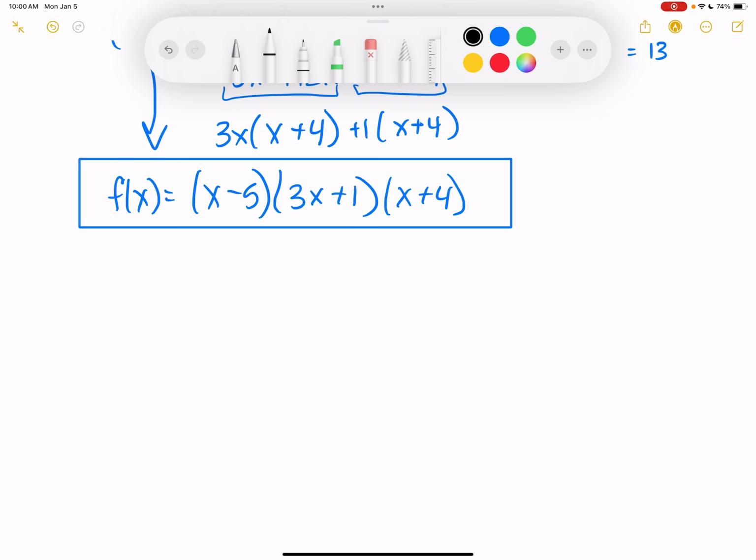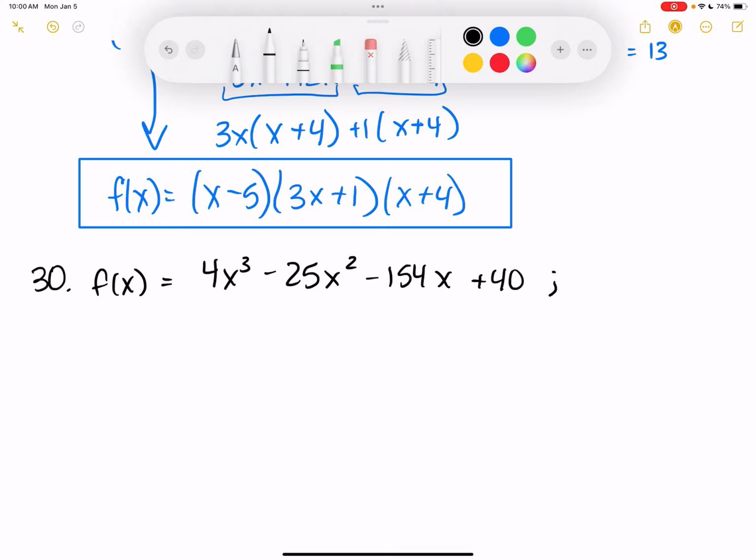So, finding zeros. Given the polynomial function f and a 0 of f, find the other zeros. So number 30, we've got f of x equals 4x cubed minus 25x squared minus 154x plus 40. And then the 0 is 10. 4x cubed minus 25x squared. So notice, I'm writing factor or 0 above what they give me so that I'm paying attention to, am I changing the sign or am I not changing the sign?